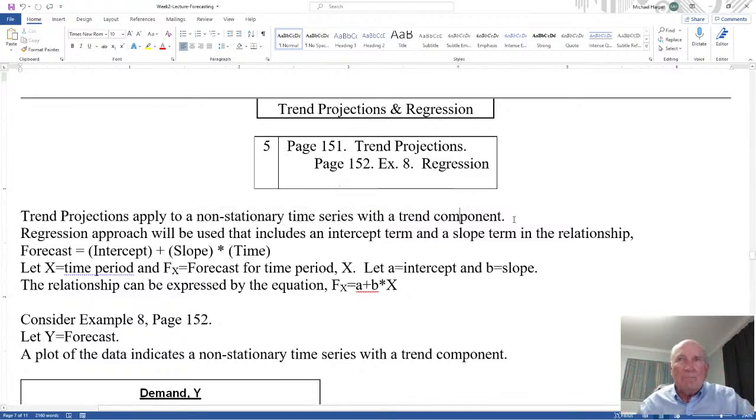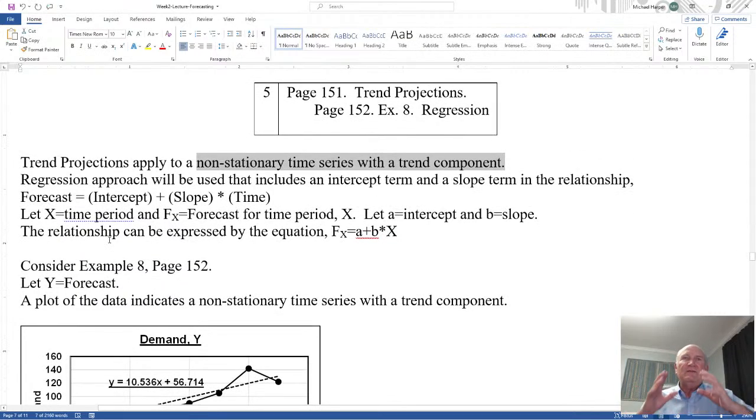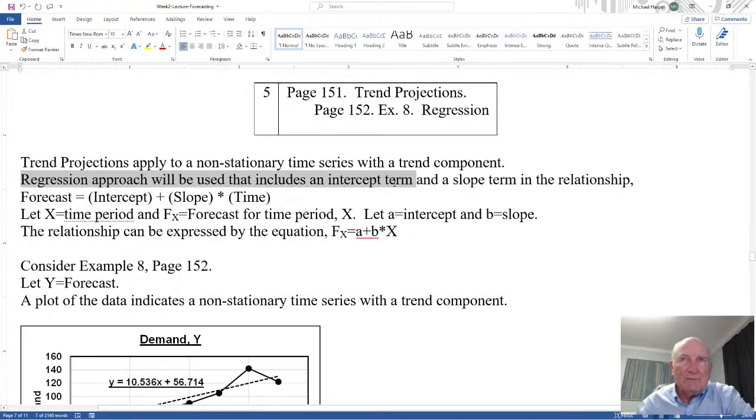The trend component applies to cause the variability within a time series, and that trend component is causing variability. Okay, but the non-stationary time series and trend component go together. We're talking about the very same thing, but two different approaches. Overall, from outside in to inside out. That's all we're doing. A regression approach will be used that includes an intercept term and a slope term in this relationship. The forecast equals the intercept plus the slope times time.